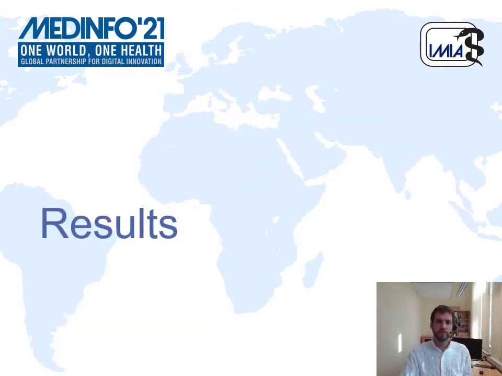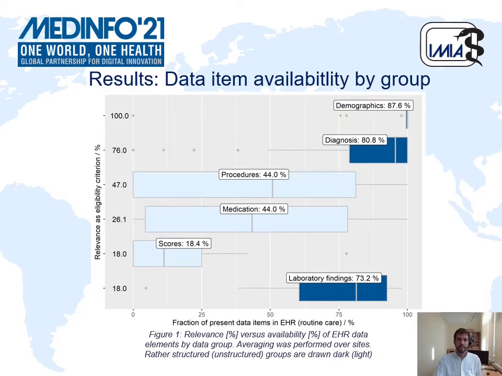Let's get to the results. The diagram shows the relevance of the data element groups as eligibility criterion versus their availability in electronic health records. Rather structured data element groups are shown in dark, while rather unstructured element groups are shown in light blue. The vertical arrangement in this diagram corresponds to the relevance of the data groups as eligibility criterion.